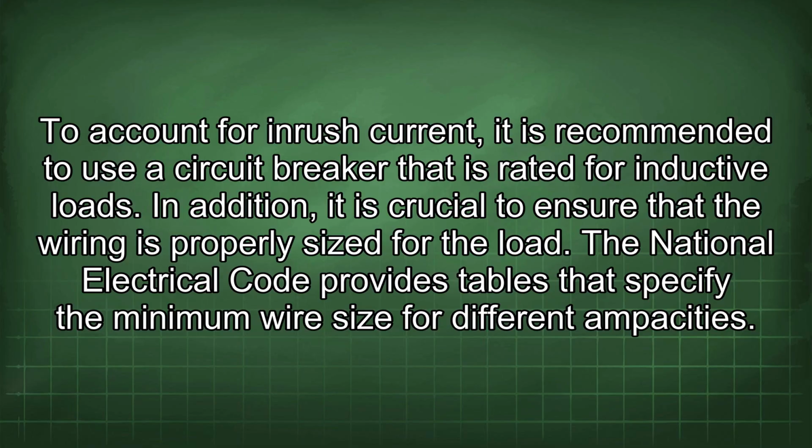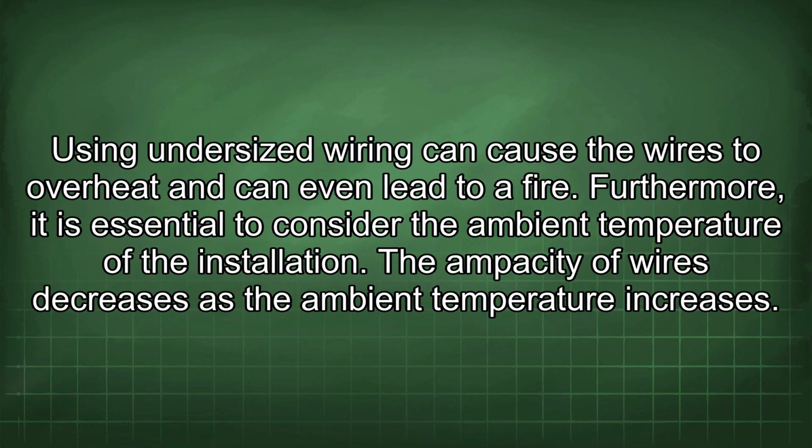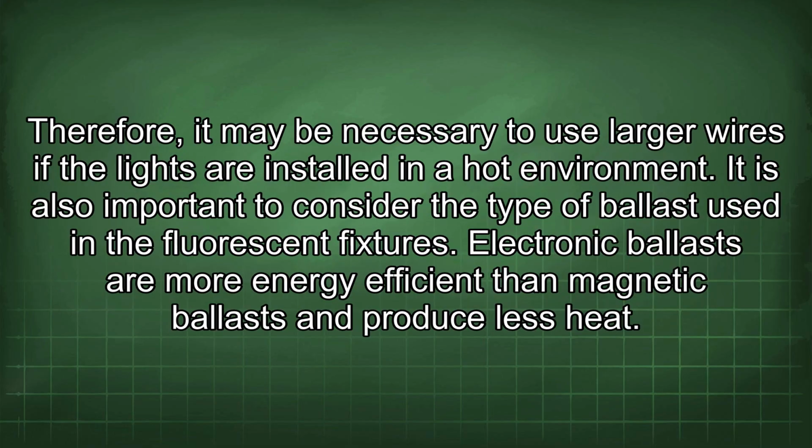In addition, it is crucial to ensure that the wiring is properly sized for the load. The National Electrical Code provides tables that specify the minimum wire size for different ampacities. Using undersized wiring can cause the wires to overheat and can even lead to a fire. Furthermore, it is essential to consider the ambient temperature of the installation. The ampacity of wires decreases as the ambient temperature increases. Therefore, it may be necessary to use larger wires if the lights are installed in a hot environment.